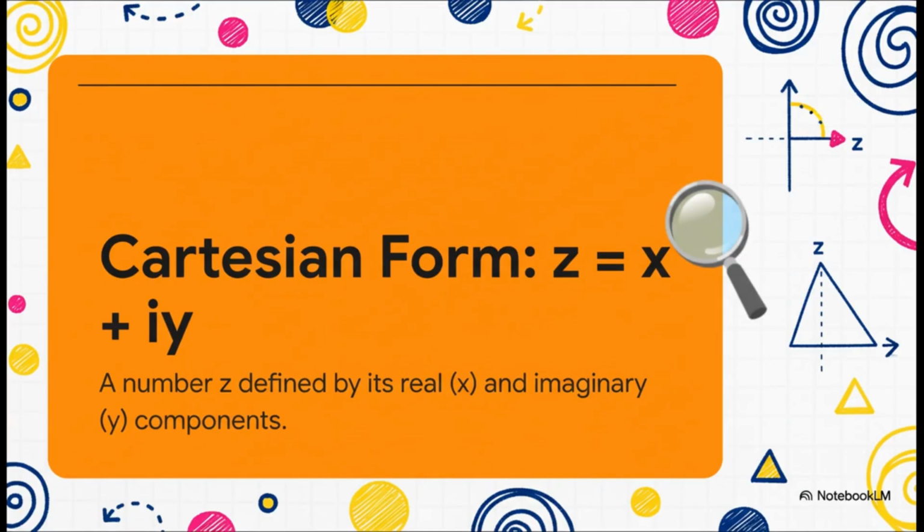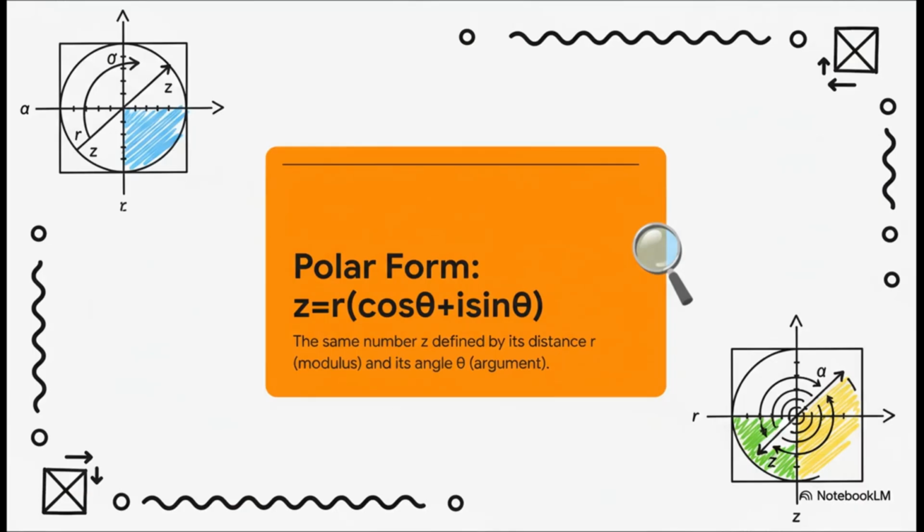So here's the way we all learned first, right? Cartesian form. You describe a point by saying how far you go over on the x-axis and then how far you go up on the y-axis. It's basically like giving a street address. Go 3 blocks east, then 4 blocks north. Simple enough. But there's another way.